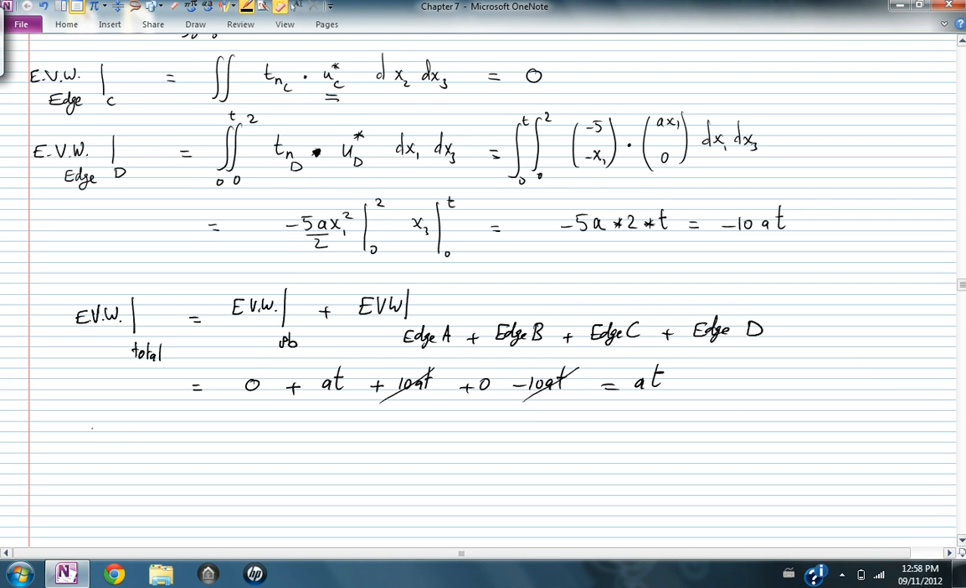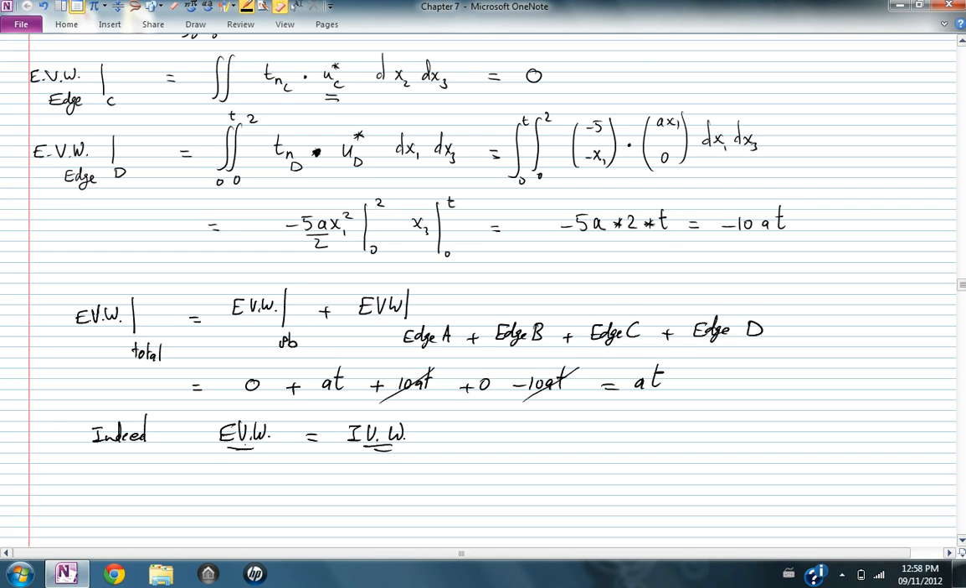And indeed, the whole purpose is to show that the external virtual work is equal to the internal virtual work. And in doing so, you practice how to calculate the traction vectors, how to calculate the displacement on edges, how to do the integration on edges, and how to do the integration over the volume.